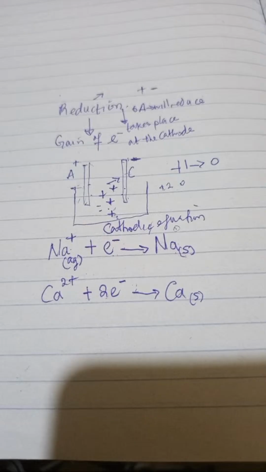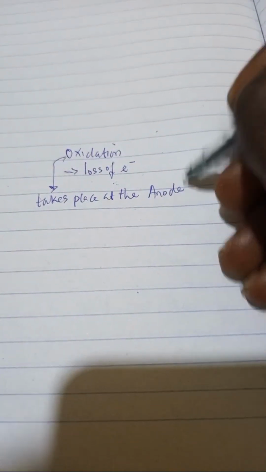Now, let me explain oxidation for you. Oxidation is very simple. Now, look at oxidation here. Oxidation is loss of electrons. Don't forget, reduction is gain of electrons. So that means oxidation is loss of electrons. Now, this oxidation takes place at the anode. Oxidation takes place at the anode. Reduction takes place at the cathode.